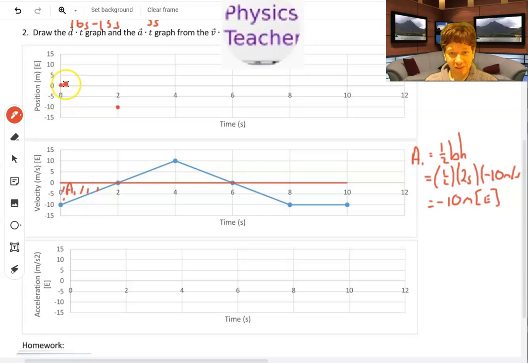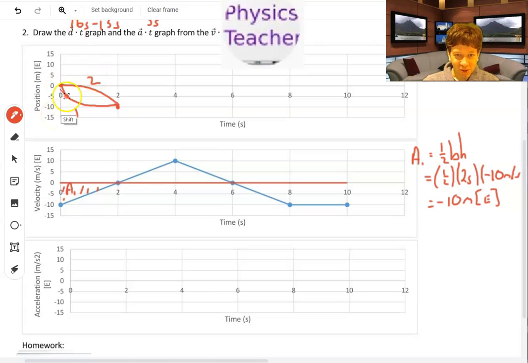Now why do we use a curve? Because a straight line in a position time graph would mean constant velocity. And our velocity is not constant. It's changing. In fact, it's slowing down. So we're going to have to draw a curve. Now I can draw 2 different types of curves. I can draw one that looks like this, or I can draw one that looks like this. So this one or this one.